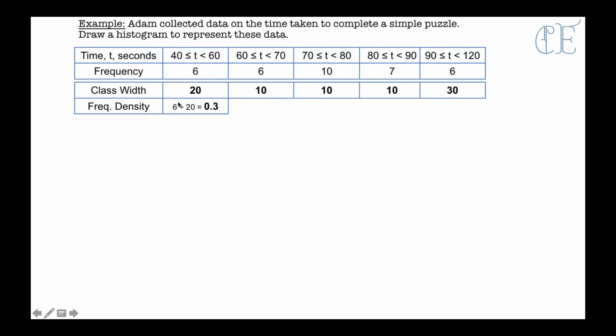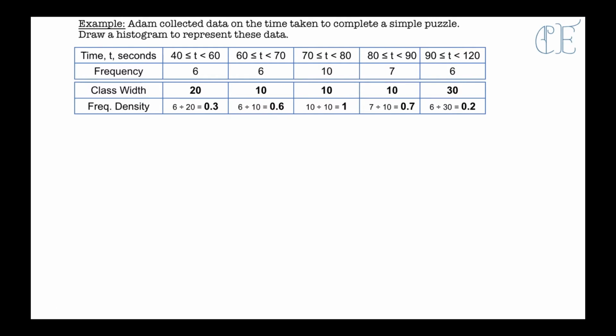Okay, giving us a frequency density of 0.3. Then it's 6 over 10, which is 0.6. 10 divided by 10 is 1. 7 divided by 10 is 0.7. And 6 divided by 30 is 0.2. So now we have all the information that we need.